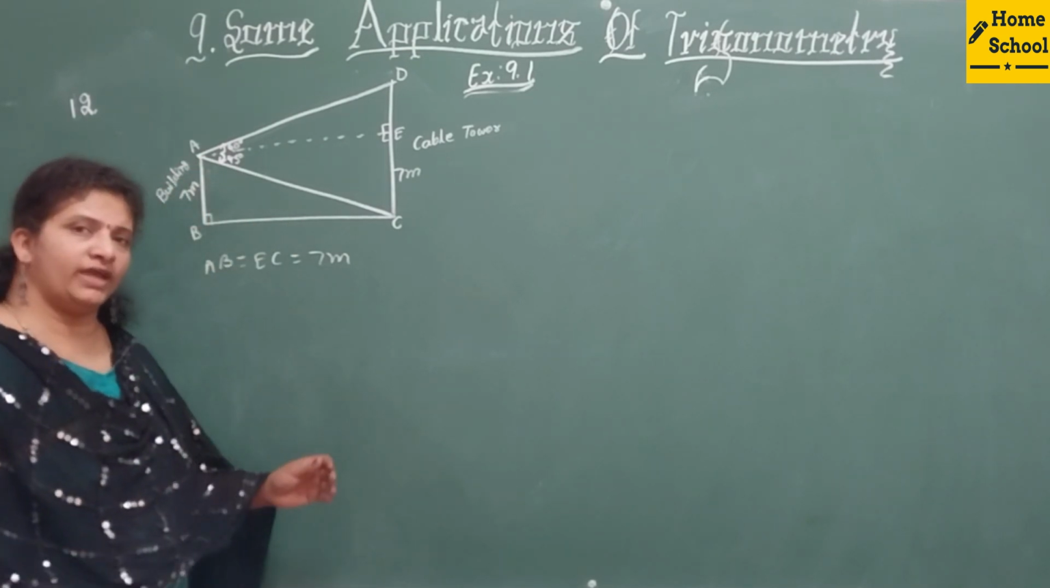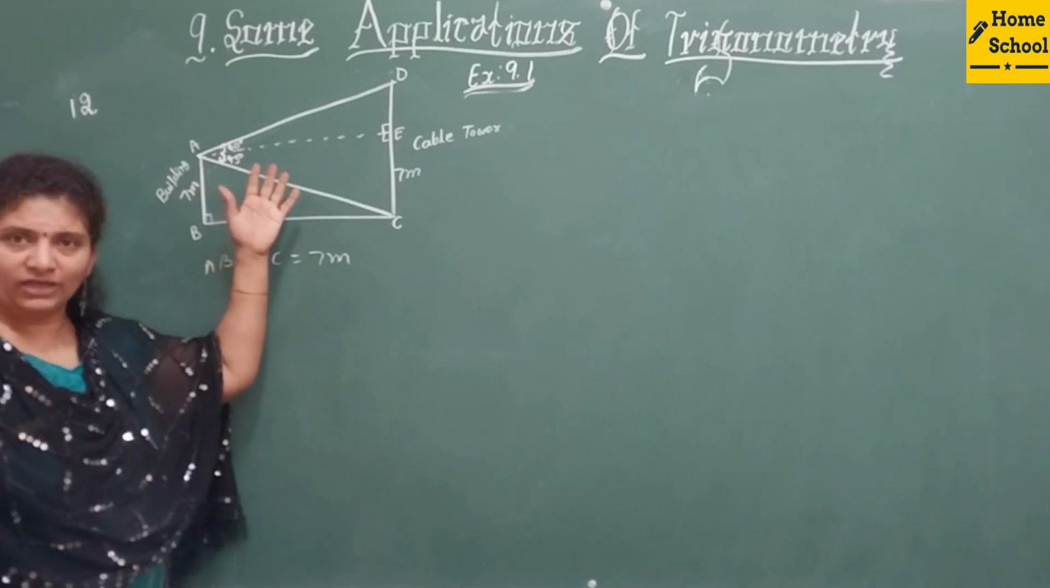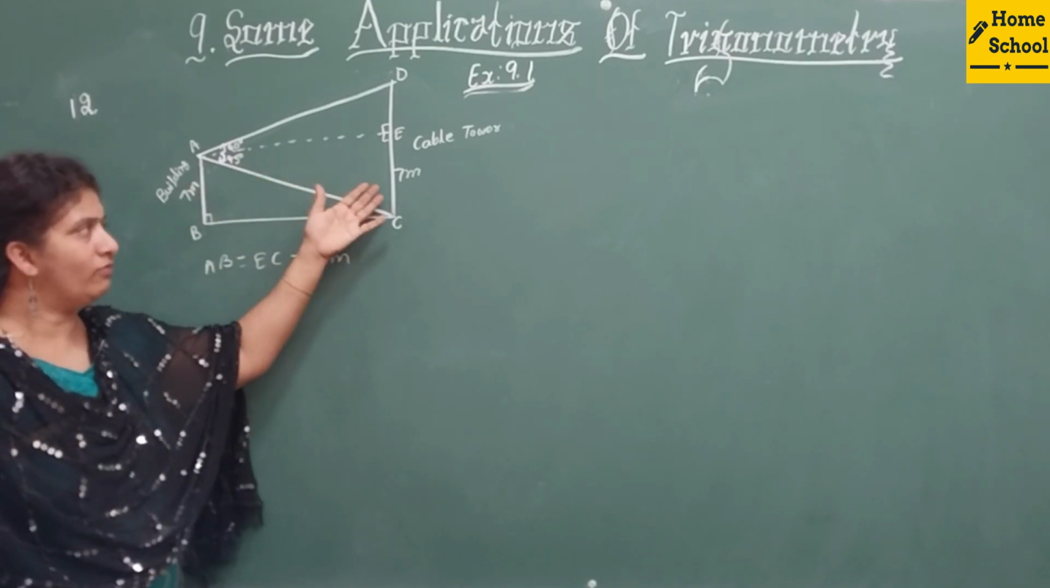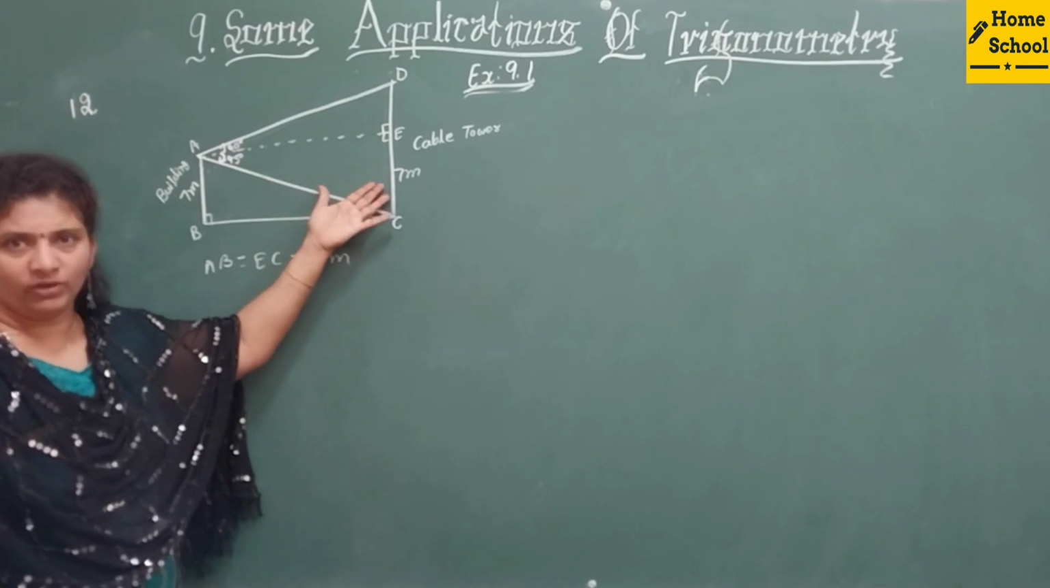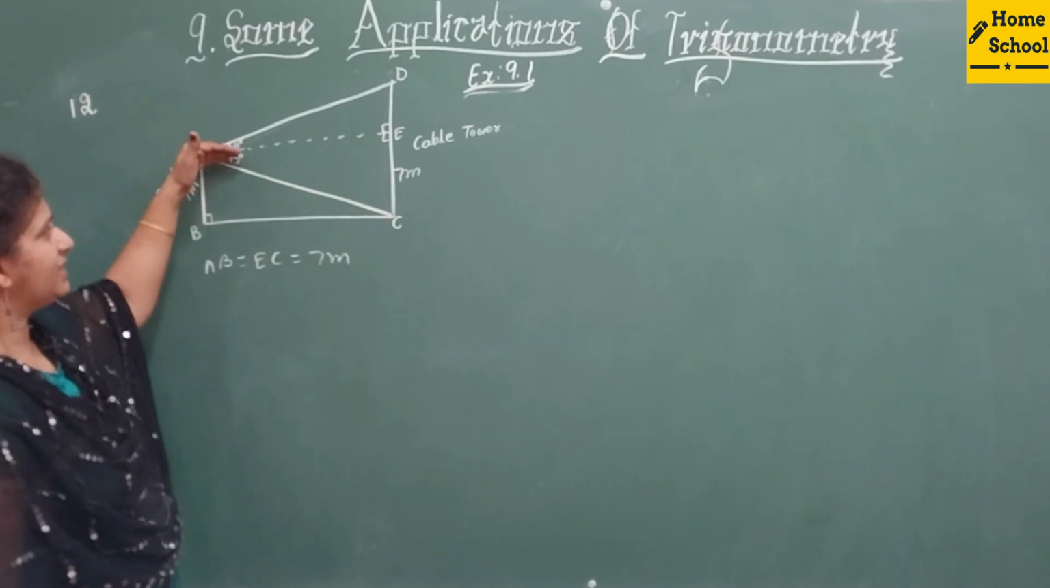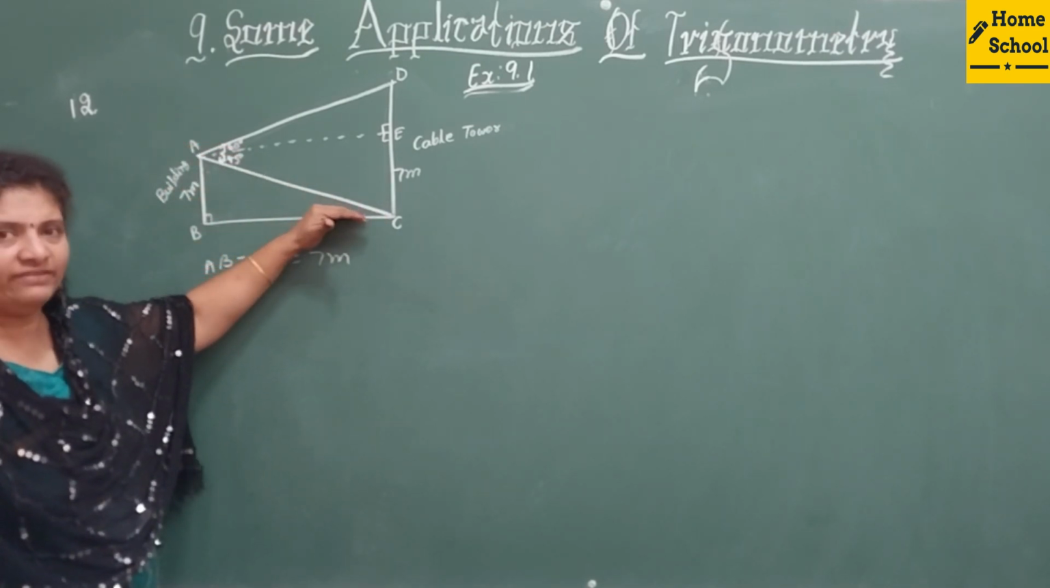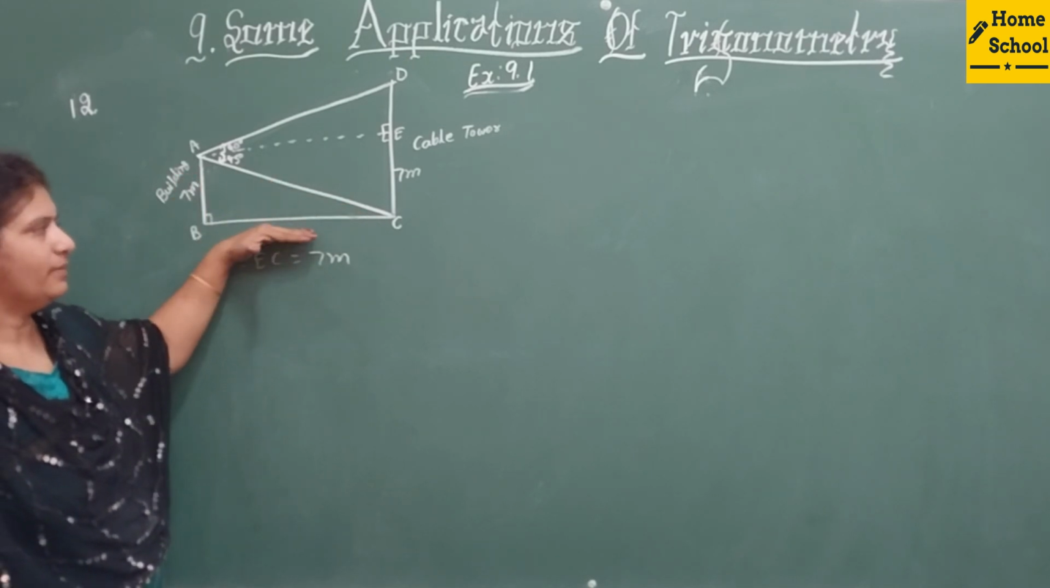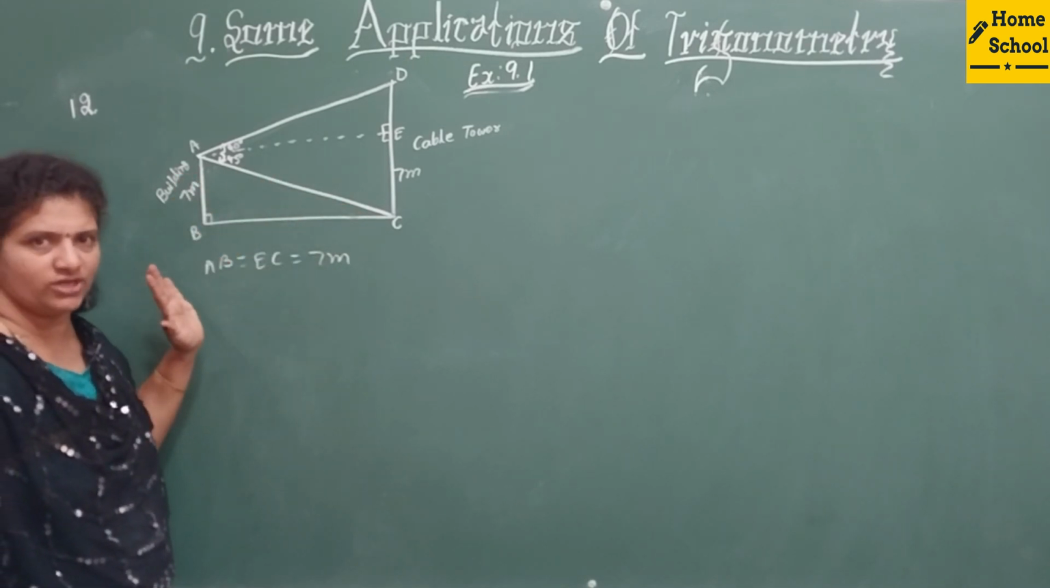Either using depression angle only, if you want to take right triangle and prove, you can prove. Or otherwise, depression angle converted into elevation angle and then find the BC value. Anyway, you can do this one, children.